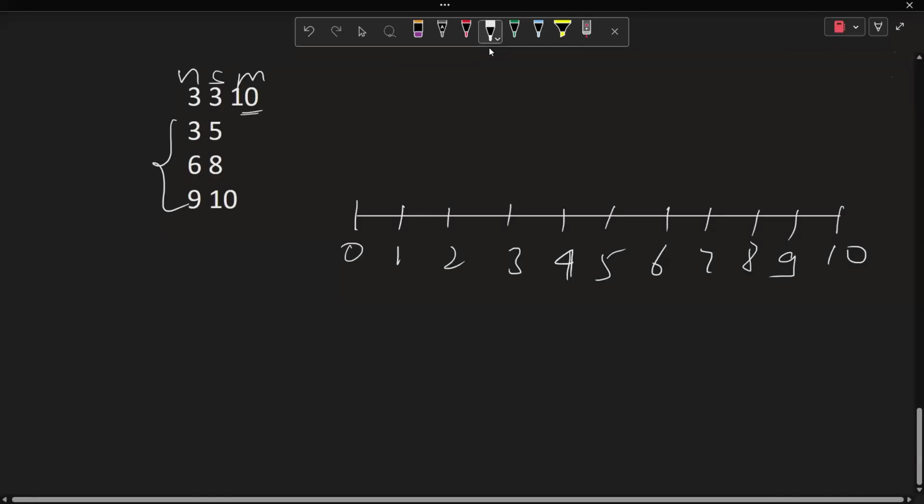And what we are given, let's just write it. We are given some intervals. The first interval is 3 to 5. Let's mark it. 3 to 5 is an interval. The second interval is 6 to 8. Let's mark it, 6 to 8. The third interval is 9 to 10. Let's mark it, 9 to 10. Okay, so we are given some intervals.